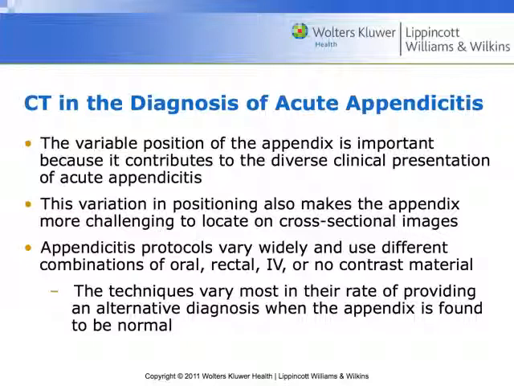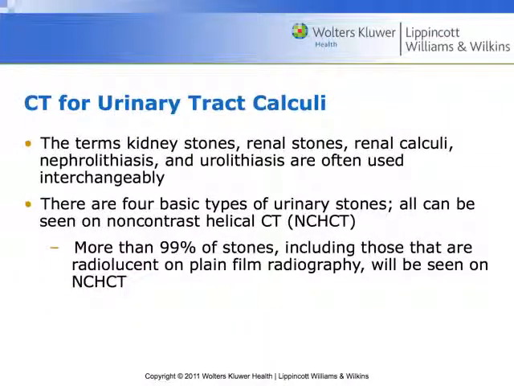And a final consideration with these varying protocols is their rate of providing an alternative diagnosis when the appendix is found to be normal. So negative for appendicitis, but is there a kidney stone, or is there diverticulitis, etc. So, a CT renal stone protocol.